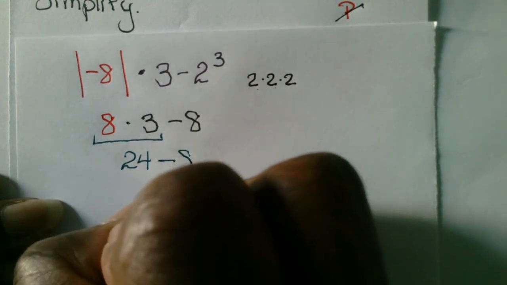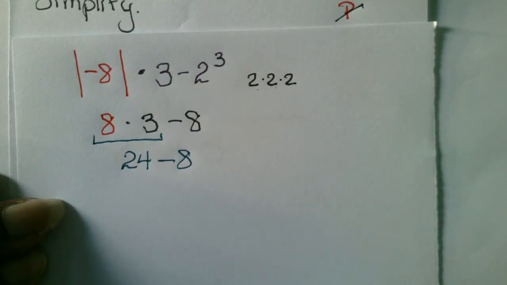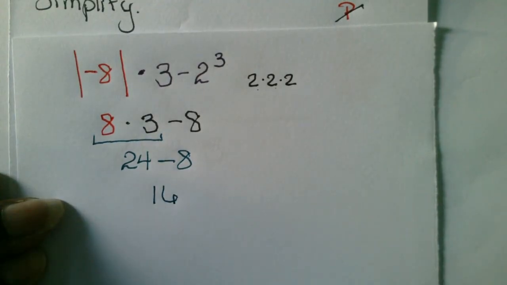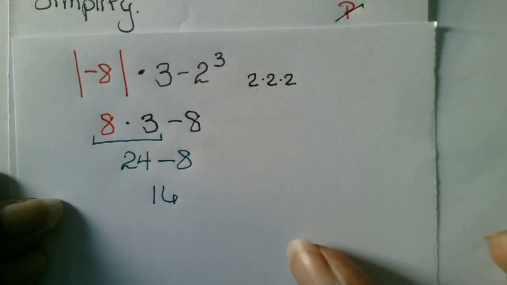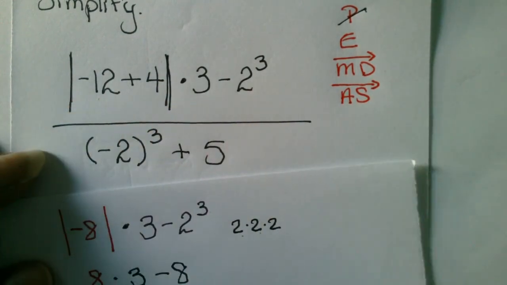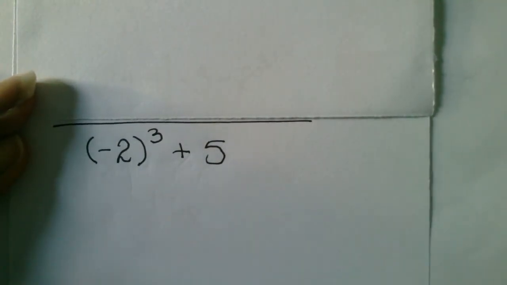Then we minus the 8. So now 24 minus 8 gives me what? I know, it's all kinds of crazy. So 24 minus 8, there we go, we got our 16. Good. So this is what you get in the numerator. We did all that work for the numerator. Now we need to do the work for the denominator.